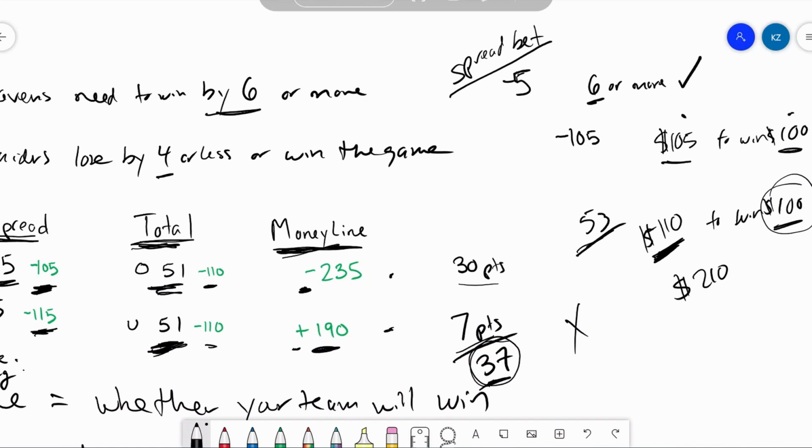And then when it comes to the money line, we have a similar odds calculation, and I will actually show you the trick for that.